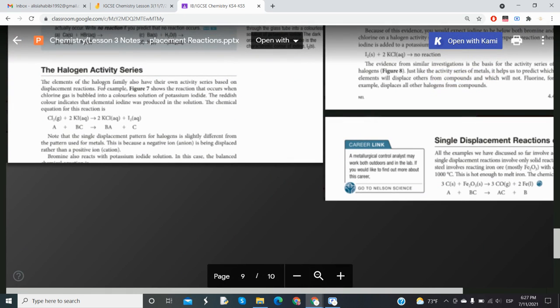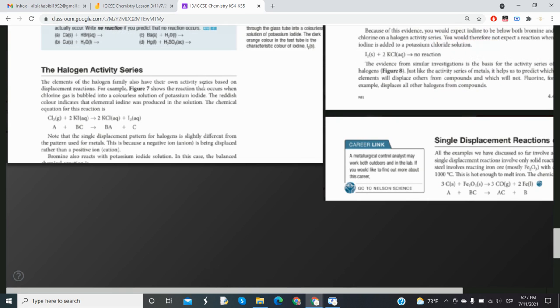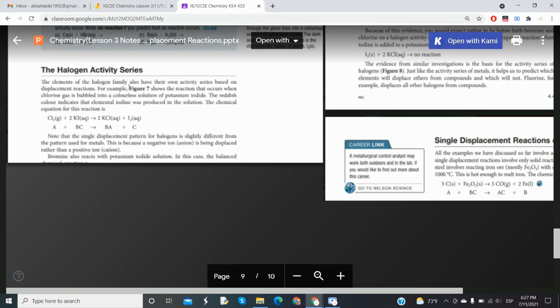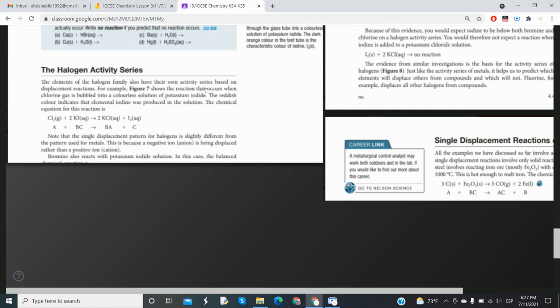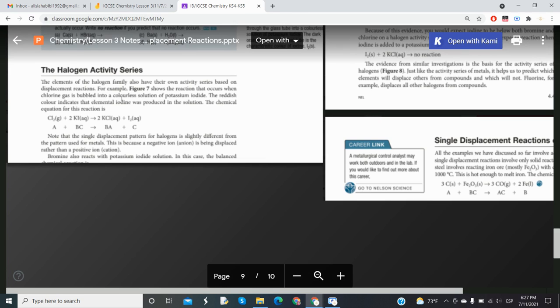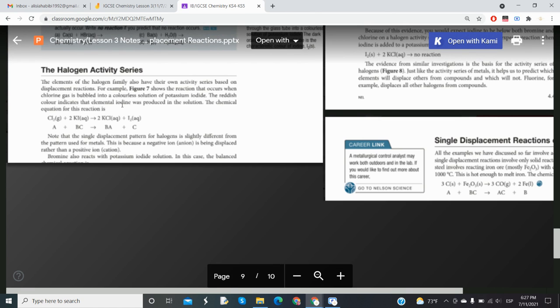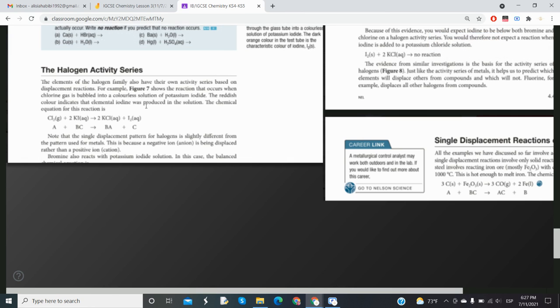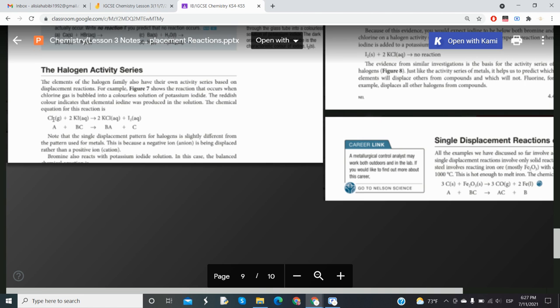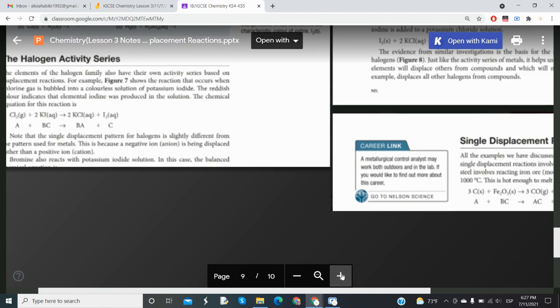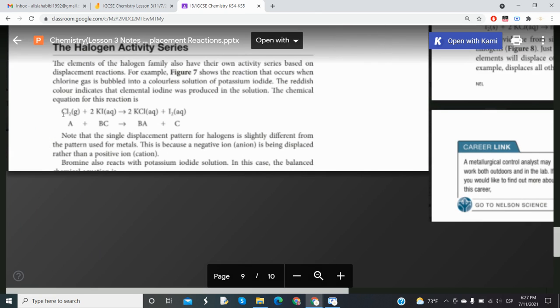So the elements of the halogen family also have their own activity series, like I said, based on displacement reactions. For example, figure 7 shows the reaction that occurs when chlorine gas is bubbled into a colorless solution of potassium iodide. The reddish color indicates that elemental iodine was produced in the solution, and the chemical equation for this reaction would be this. So if chlorine gas was bubbled into potassium iodide, that would mean we would write chlorine with the chemical formula of Cl2 plus KI, which is potassium iodide, before we even put the 2 in front, because that is only when we balance the chemical equation.